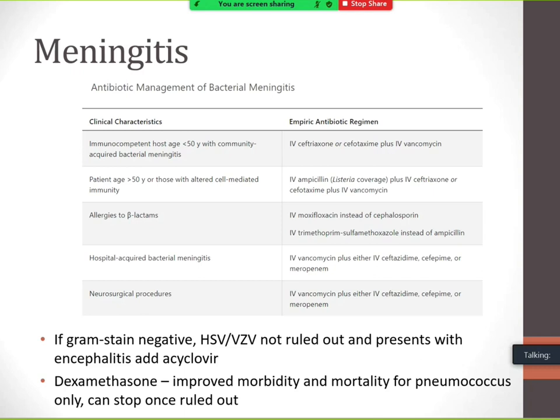The empiric regimen, and I know you all know this too, is IV ceftriaxone. If you're an adult, immunocompetent, you add vancomycin in case there's resistance, strep pneumo resistant to ceftriaxone. Fortunately, that's not a huge problem here in the United States, but it is something that's still in the guidelines. If you're worried about listeria, you add on ampicillin. If they're allergic to penicillins, Bactrim becomes your drug of choice for listeria coverage. If they're completely allergic to cephalosporins, moxifloxacin is the one that's actually in the guidelines. Most of the fluoroquinolones probably work, but moxifloxacin is the one in the guidelines.